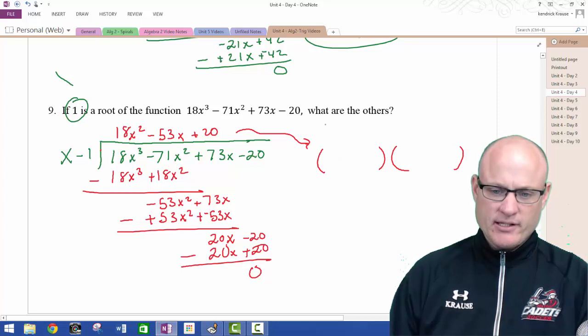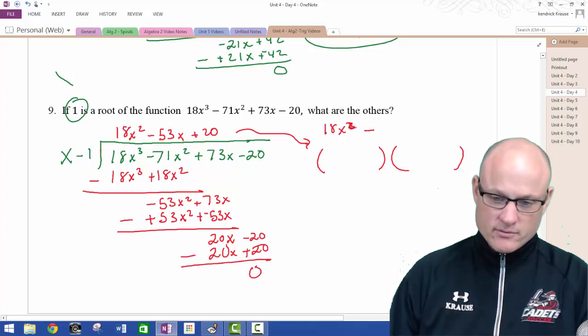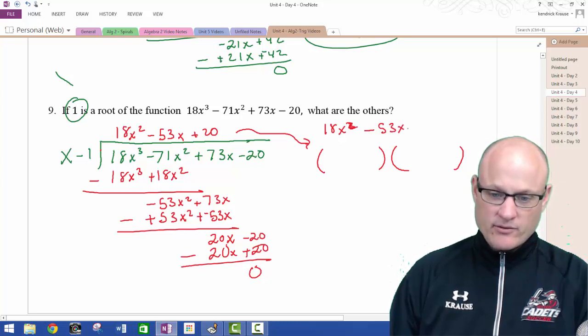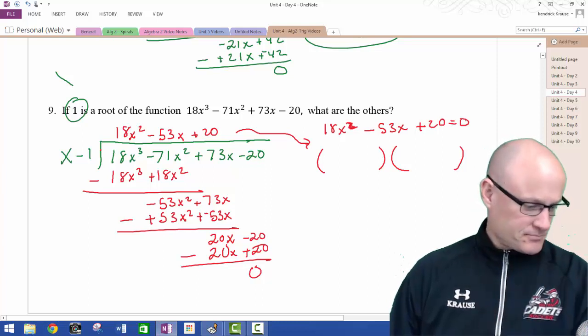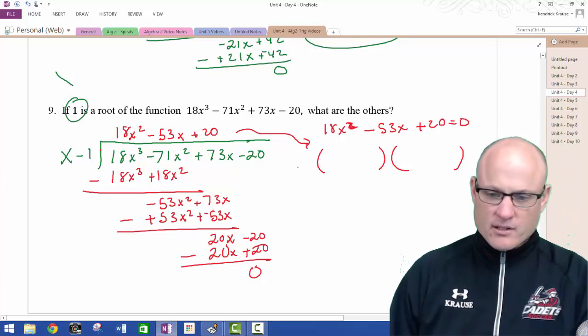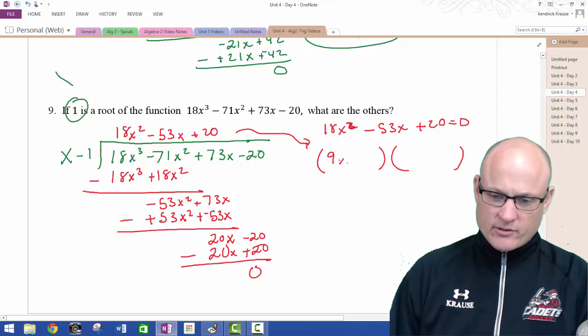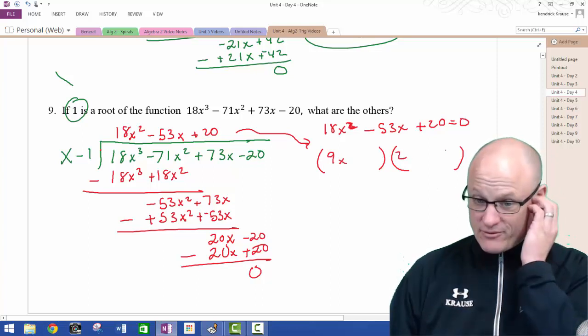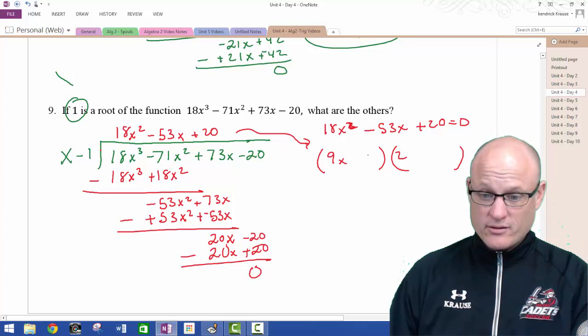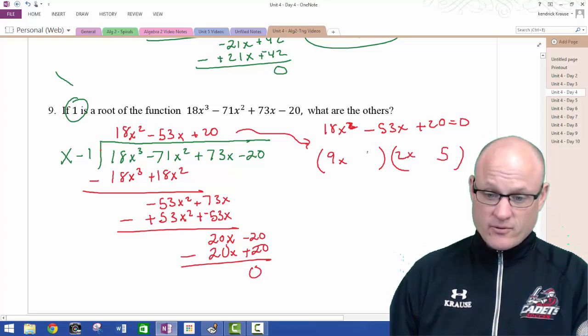Let's see. 18x cubed minus 53x plus 20 equals 0. Let's try. I'm going 9x and 2x. And I'm also going 5 and 4 on these. I'm just not sure where. Well, I can't put a 4 here, so I'd have to put a 5 here and a 4 here. And they both have to be the same sign. They both would have to be negative.